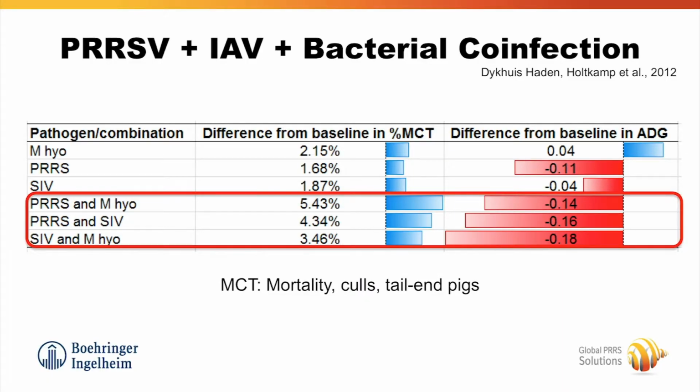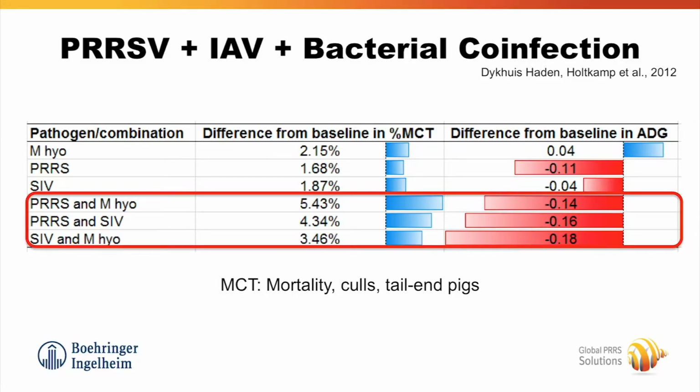And then, in the first presentation, talking about the diagnostics, this particular study was mentioned as well. This is one that's commonly referred to when we're talking about the cost of production when it comes to single versus co-infections. This is the Diukis-Hayden and Holtkamp study done in 2012.